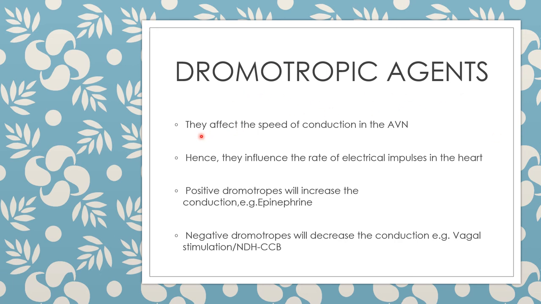Dromotropic agents. Here, they affect the speed of conduction in the atrioventricular node. Remember, we have just left the sinoatrial node, and now we are moving into the atrioventricular node. So the speed of conduction in there, which will affect the force of ventricular contraction, is being affected by dromotropic agents. They influence the rate of electrical impulses in the heart. Positive dromotropes will increase the conduction, for example, epinephrine. While negative dromotropes would decrease the conduction, for example, vagal stimulation or non-dihydropyridine calcium channel blockers, that is, verapamil or diltiazem.